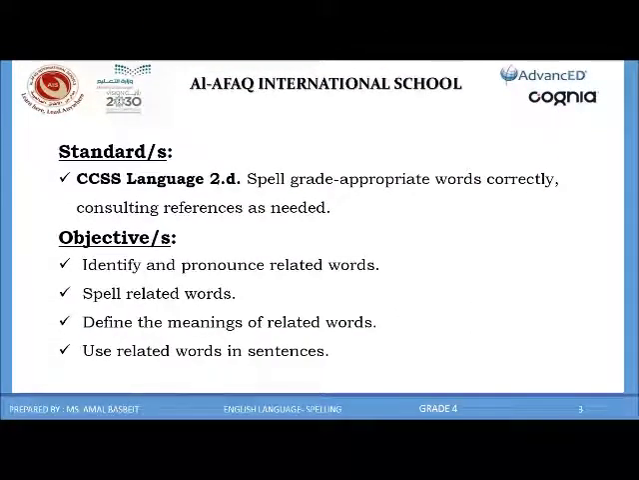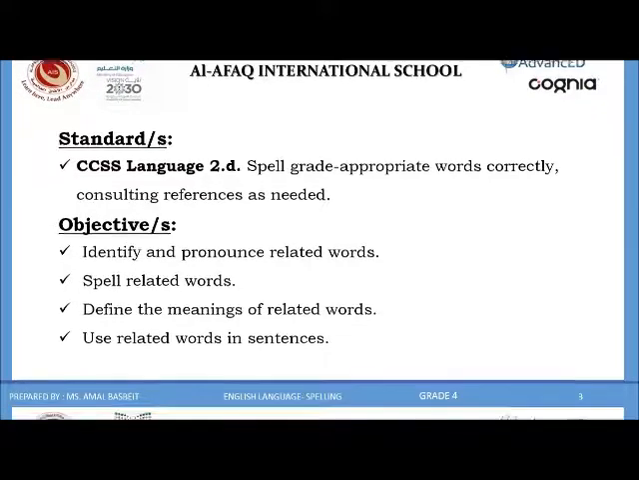Standards and objectives. The standards for this lesson: Common Core Standards Language 2.D. Spell grade-appropriate words correctly, consulting references as needed. Objectives. By the end of the lesson, you're going to learn how to identify and pronounce related words, spell related words, define the meanings of related words, and use related words in sentences.